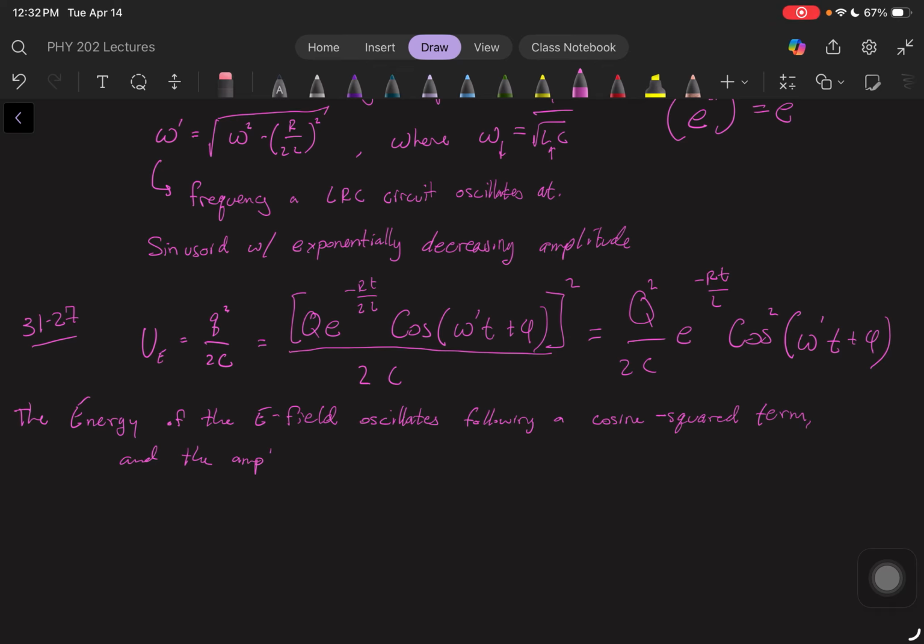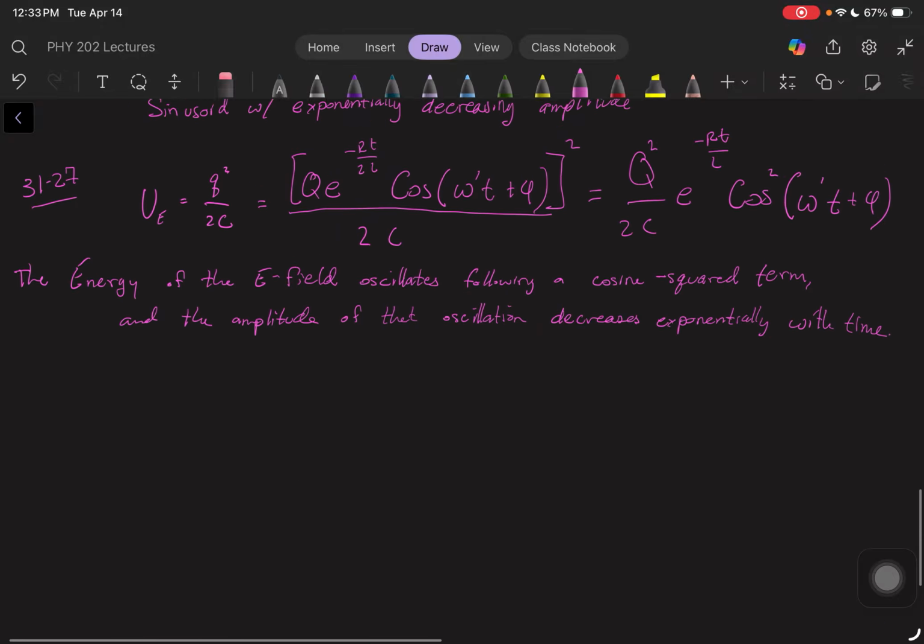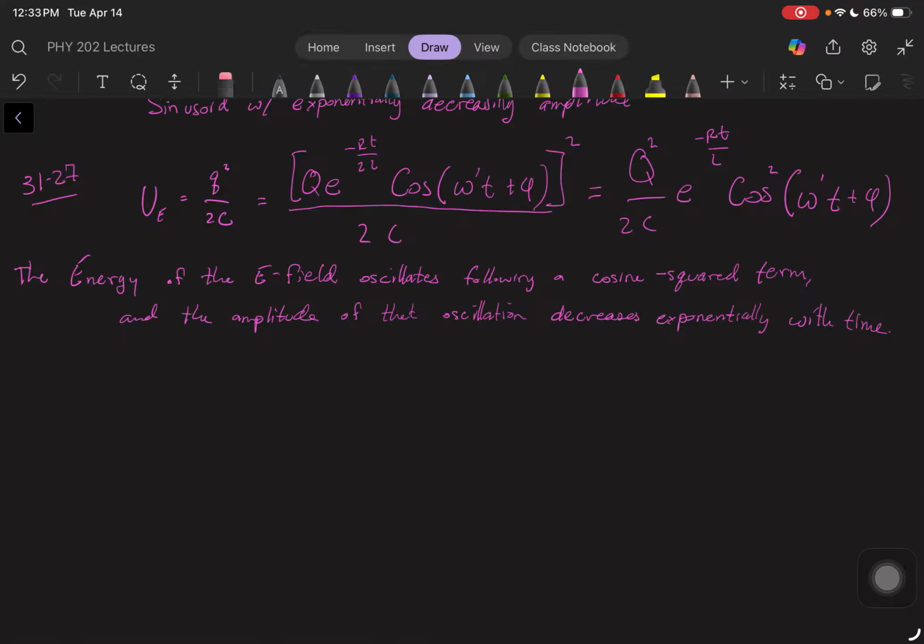and the amplitude of that oscillation decreases exponentially with time. Neat. That's fun. And so that's what we have for chapter 31, section 5. And we'll mess around with this in class. We'll do some problems.